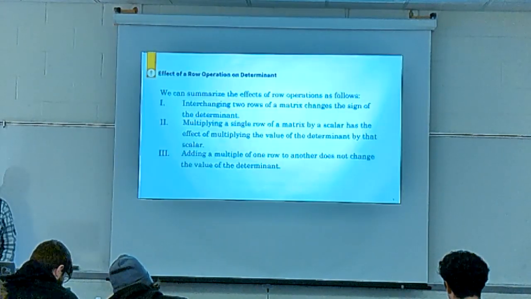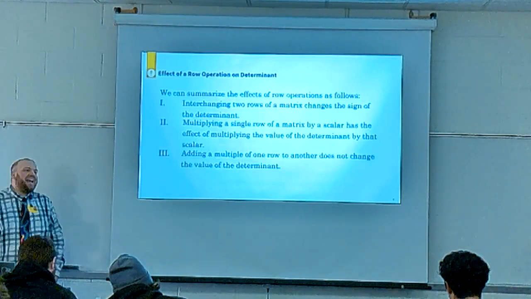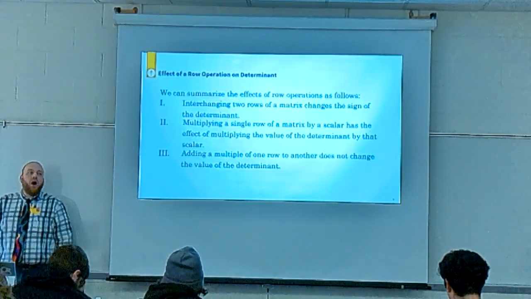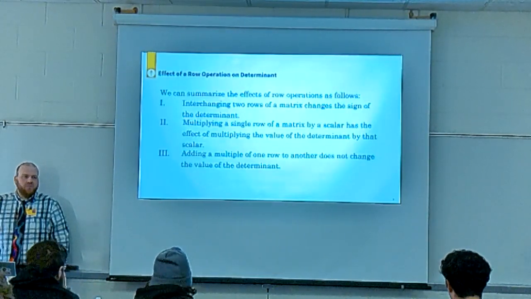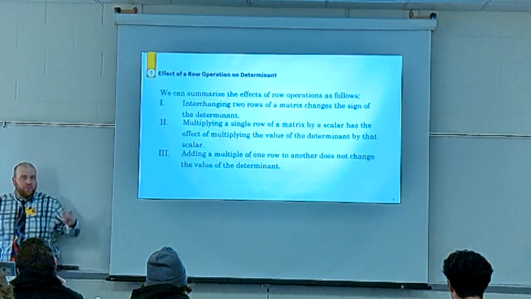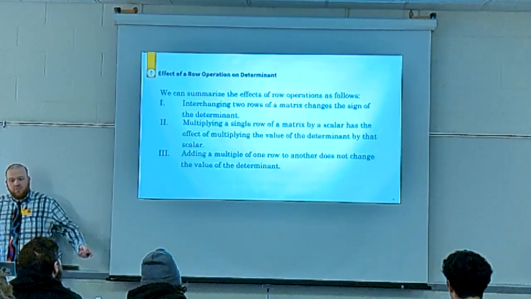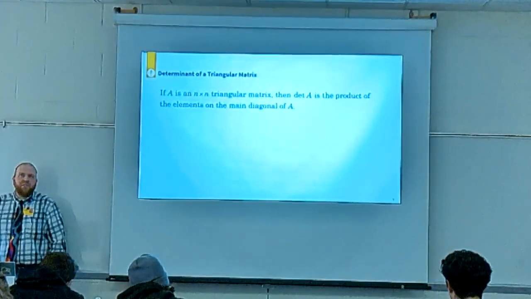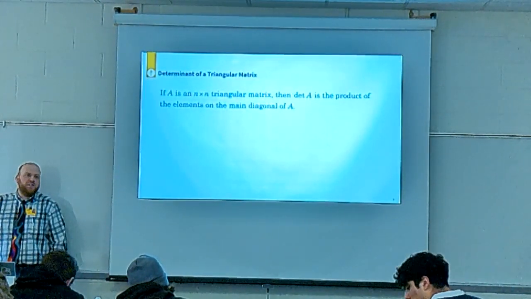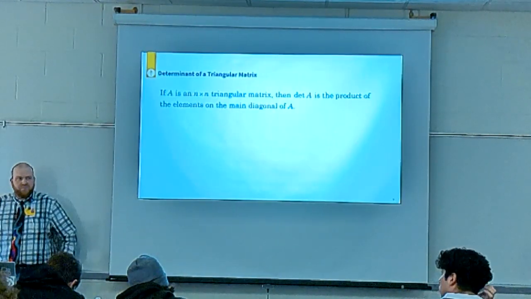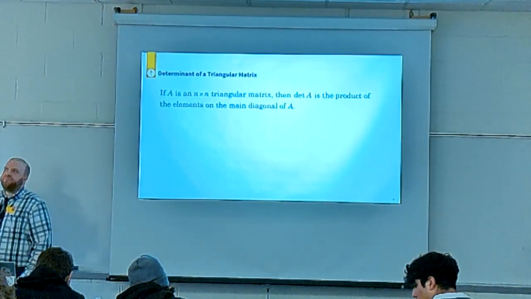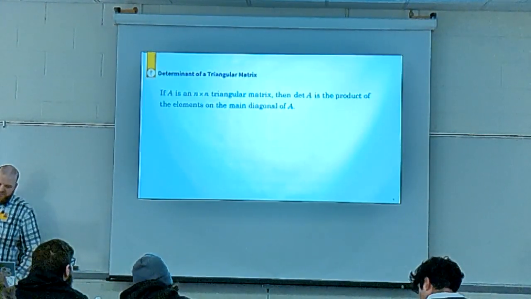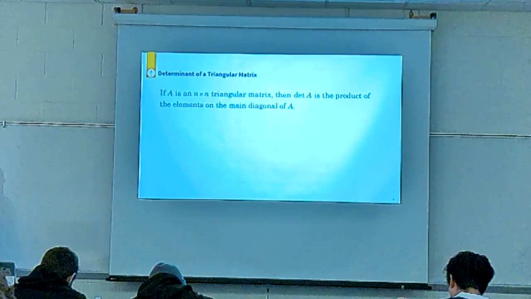The point of doing this is to try and get the matrix you're finding the determinant of into triangular form. Either upper or lower does not matter. Upper is the easiest one to get to. Because then we can use this property: if you take the determinant of a triangular matrix, it's just the product of the diagonal elements. And that is our process.